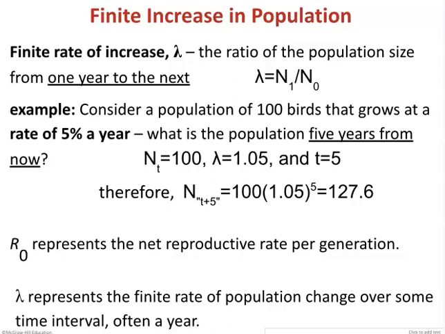Remember, we can't have 0.6 birds. We only have 1 bird or 2 birds, not a half a bird.